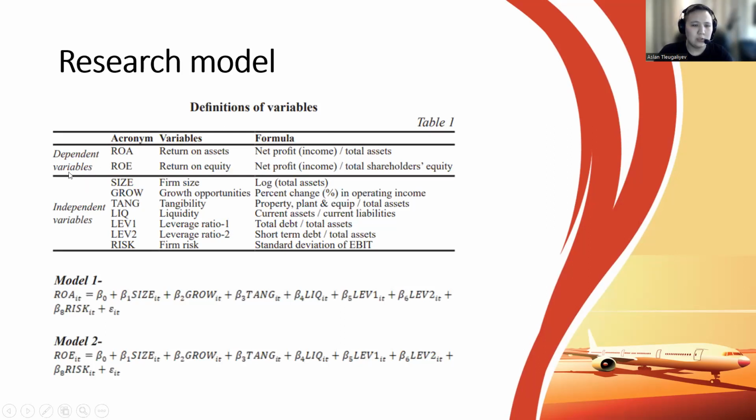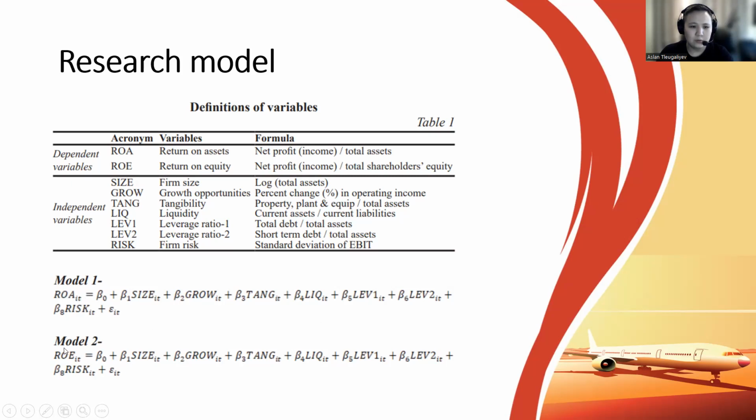Here you can observe our independent variables, ROA, ROE, in the acronyms table: size, growth, tangibility, liquidity, leverage 1, leverage 2, and risk. And variables, name of the variable, and formula or its measurement. Here we have two leverage ratios. One is long term and the second is short term. And these are econometric models familiar to us.